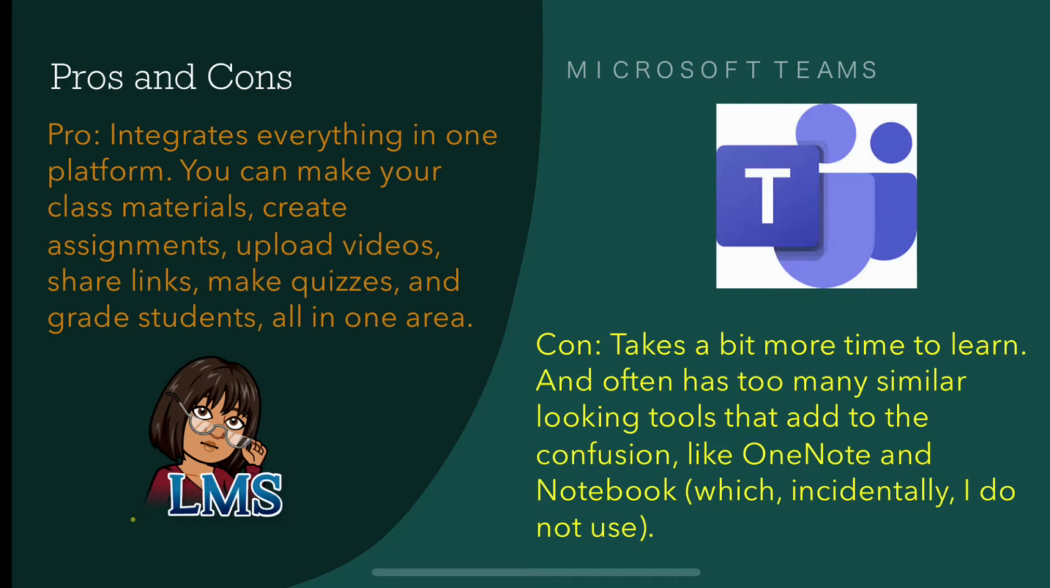For example, OneNote and Notebook. If you know Microsoft Teams, some professors use either OneNote or Notebook. They look very similar. Incidentally, I do not use either of those because everything else for me in Microsoft Teams works fine without the need for OneNote or Notebook. So that's the problem with Microsoft Teams. There's just too much of stuff you can use, and you don't really have to use everything. So you have to learn to pick and choose.